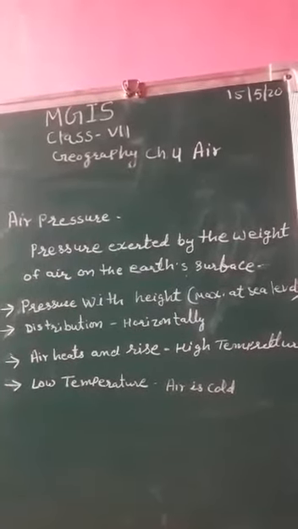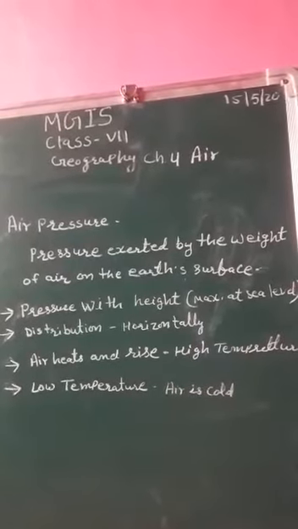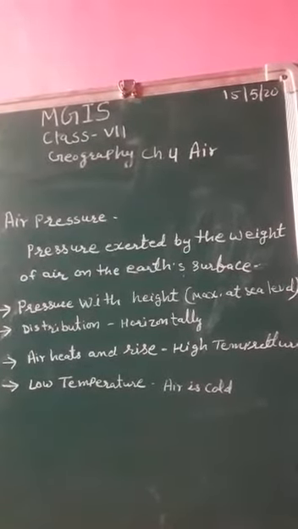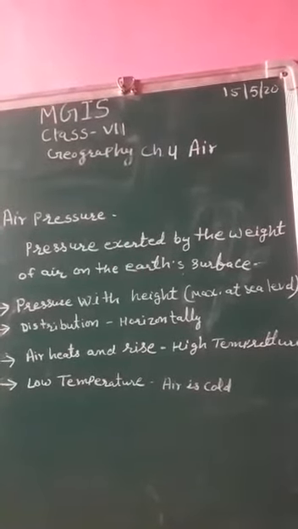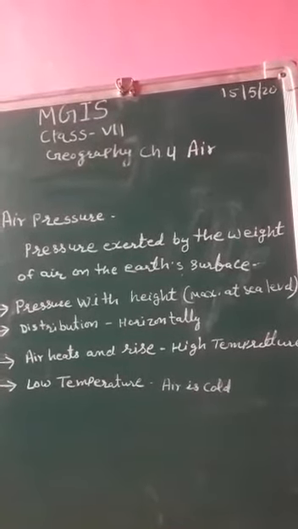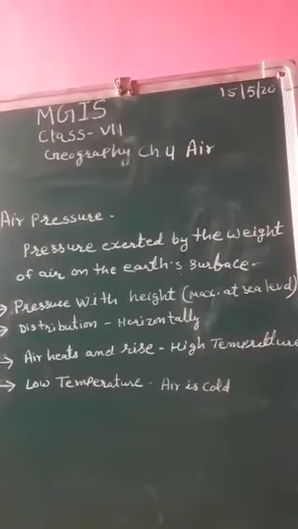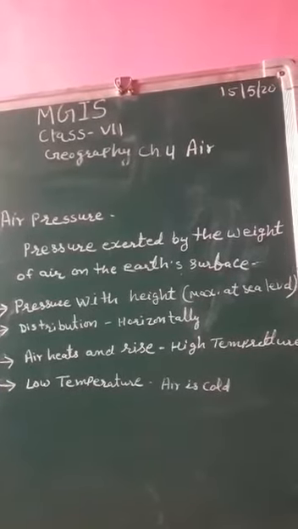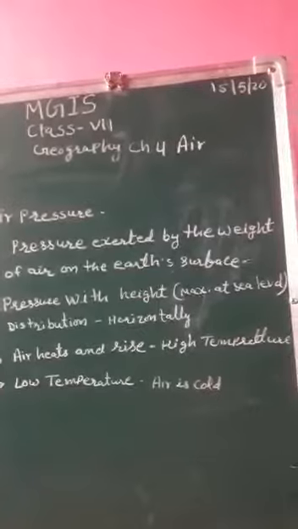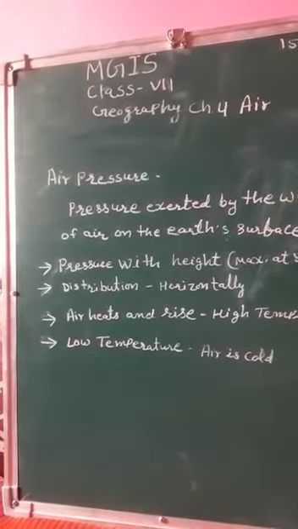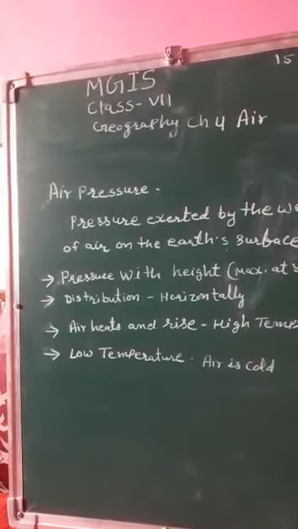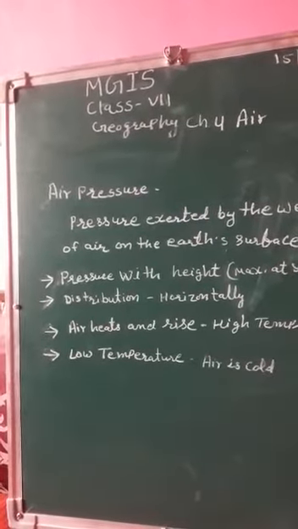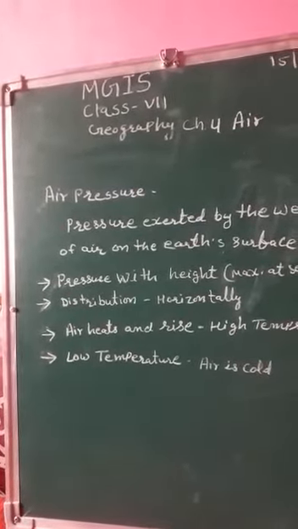Now, moving on to pressure, we define pressure as the weight exerted by the air on the earth's surface. As I move up, pressure decreases, so maximum pressure occurs at sea level. So at sea level you have the highest pressure. Now this was the vertical distribution of pressure.